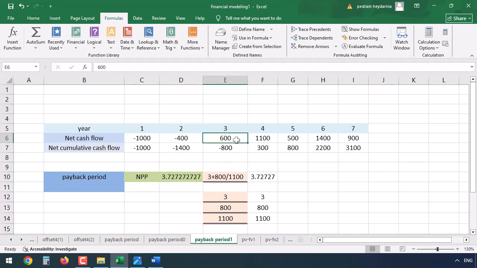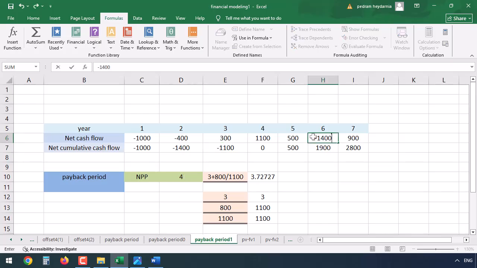If the cash flow changes, for example, becomes 300 here, the payback period number changes. If other changes occur in the cash flow, the answer changes.